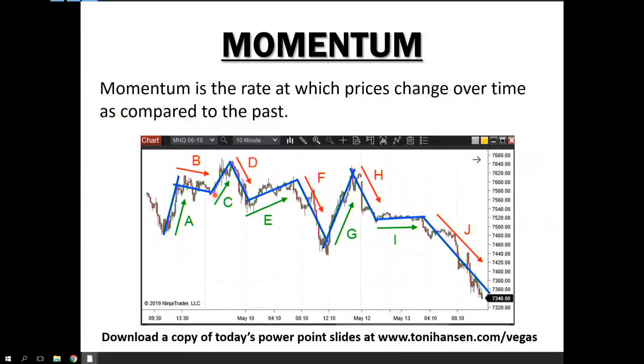And it can be one of those tricky things to focus on because momentum or pace is just the rate that prices change over time as compared to how they happened in the past. A lot of people try to get fancy and say, oh, so do you mean like a 45-degree angle or something like that? That doesn't work. You can't put angles on your charts like that because if you change your scaling of your chart, change your time frame of your chart, your angles are going to look completely different.